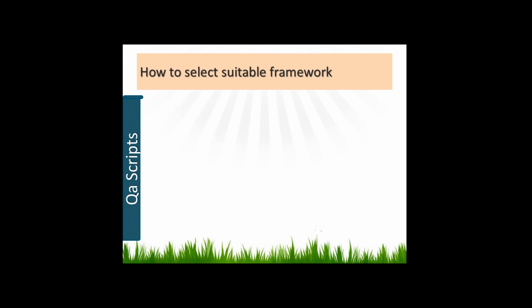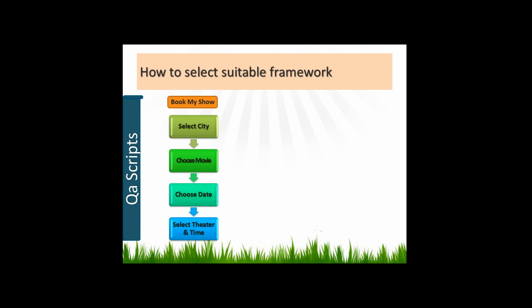In order to make you understand, I have used one simple application, which is bookmyshow.com. I think most of you have already used bookmyshow.com to book a movie ticket, right? So here I'll show what different flows I can automate. As soon as you open bookmyshow.com, you will be prompted with a pop-up to select the city. After selecting the city, next comes selection of movie as well as date. When you select movie and date, then you can select the theater and time. So this is a scenario I would like to automate.